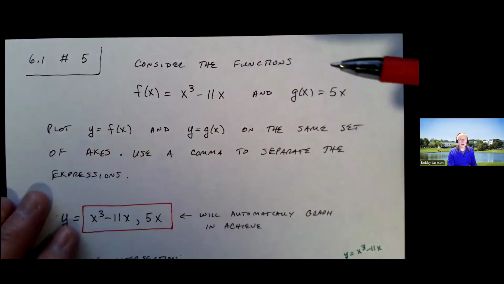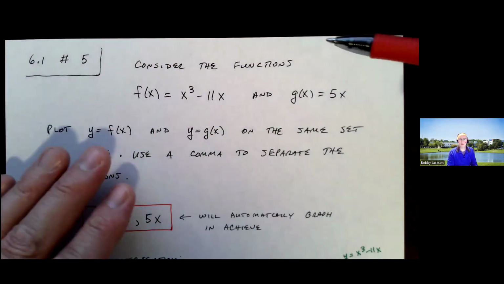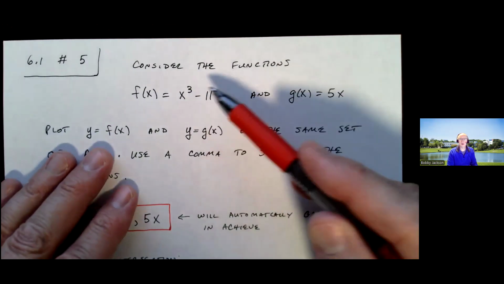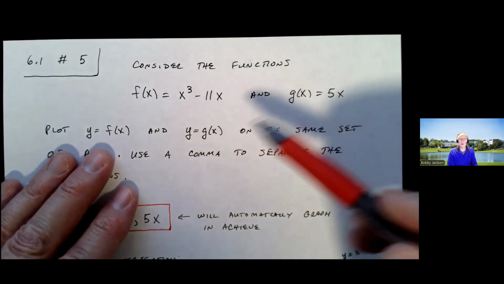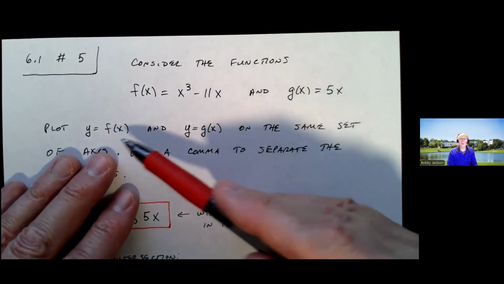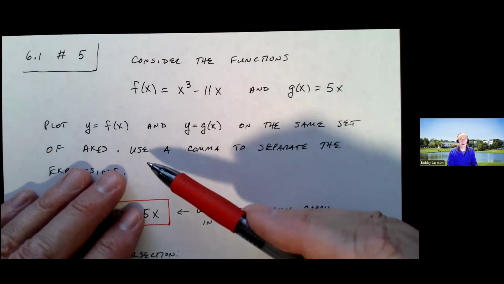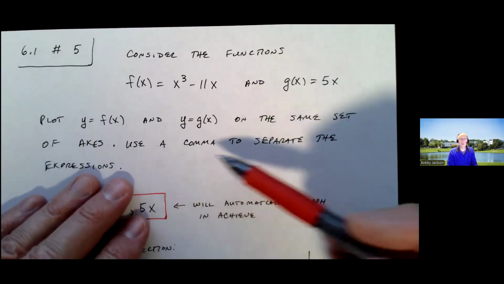Okay, let's look at number 5 in 6.1. We're going to consider these two functions. This is a cubic function, and this is a linear function, just a line of slope 5. We're going to plot these two functions on the same set of axes using a comma to separate the expression.